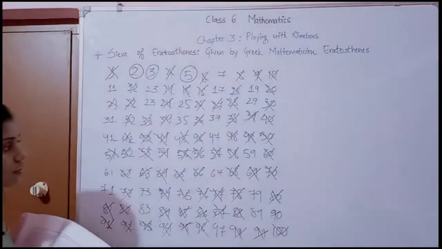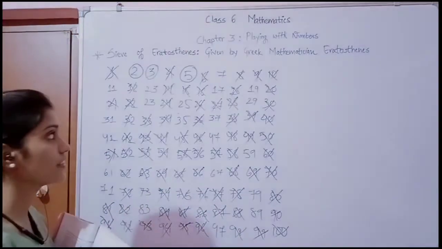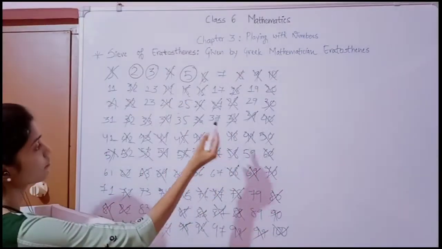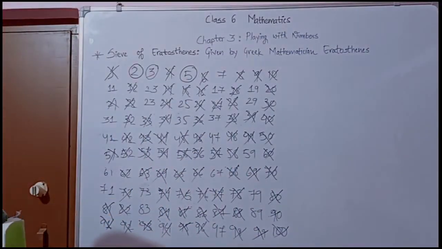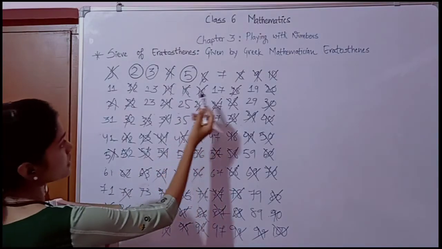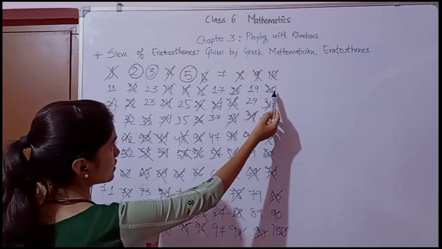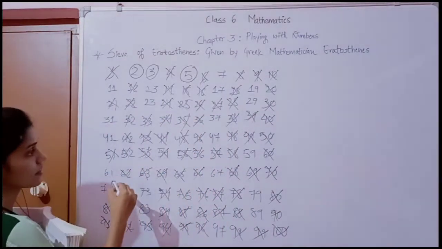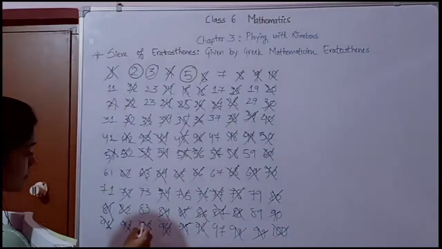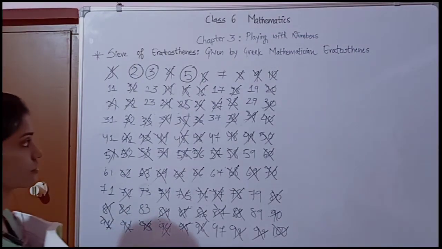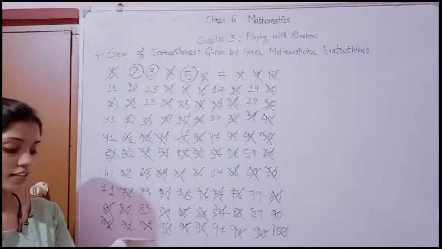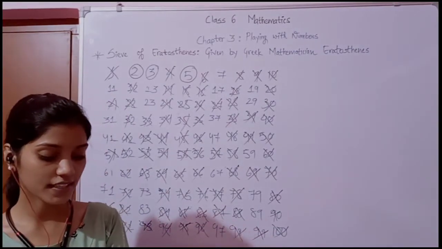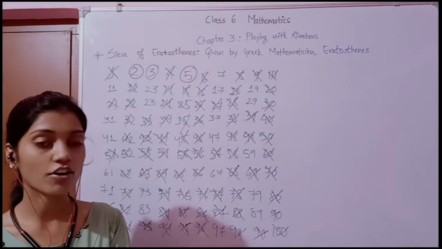Now we have to cross all the multiples of 5 other than 5. So let's check which multiples of 5 have not been crossed. 15 has been crossed, 10 has been crossed, 20 has been crossed, 25 is remaining, then 35, then this much only. So these numbers have been cancelled. Then step number 5. Continue this process till all the numbers in the list are either encircled or crossed out.